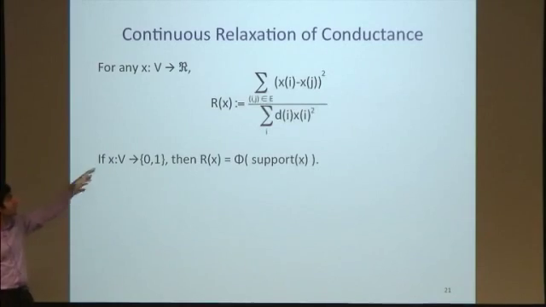if our vector x is a 0, 1 vector, then this quantity will be exactly equal to the conductance of the support of x. You can easily check that in this case, the numerator would be exactly the number of edges leaving the support, and the denominator is exactly the summation of the degrees of vertices in the support. So basically the point is, if you could, for example, find the 0, 1 vector minimizing this Rayleigh quotient, that would give us the sparsest cut of a graph. But you cannot do it. It's a hard problem.